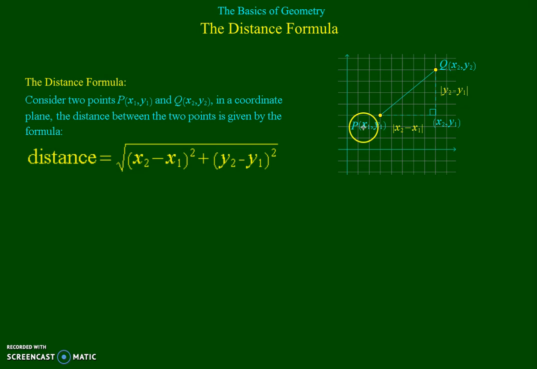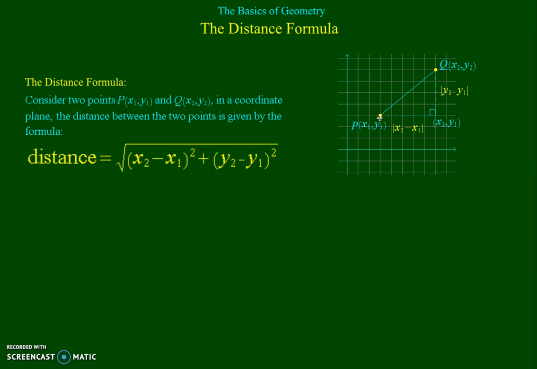The coordinates of point P is x1, y1. This ordered pair is always x first, y second. Q is x2, y2, so your x and y. Now, to find the length of this segment, we're going to use an offshoot of the Pythagorean theorem. Now, you may recall the Pythagorean theorem. You're probably thinking to yourself, a squared plus b squared equals c squared. That's not the Pythagorean theorem.